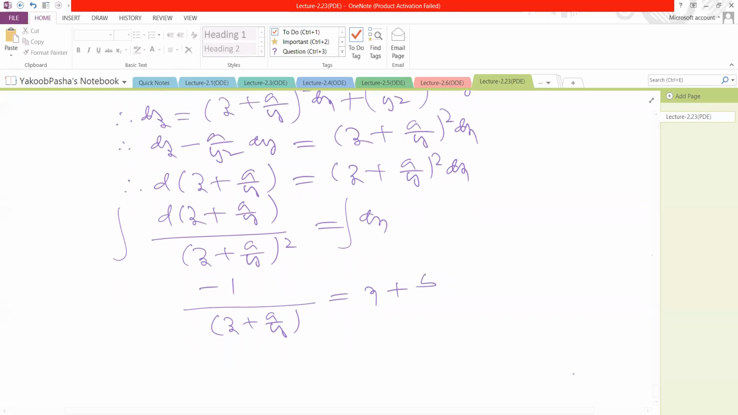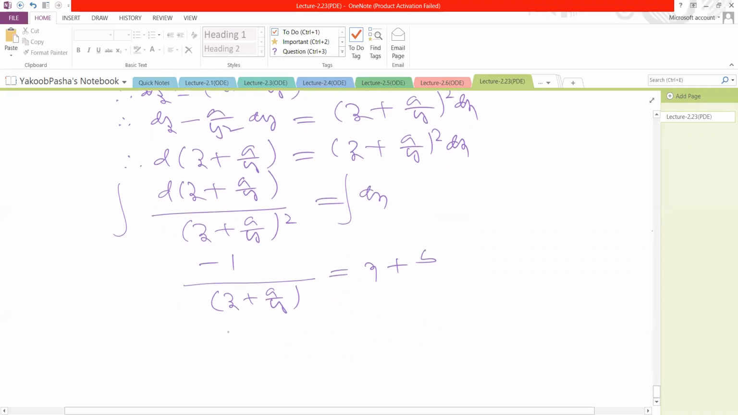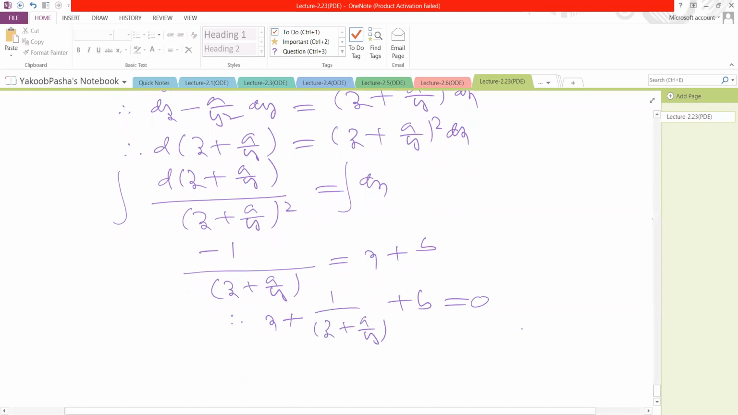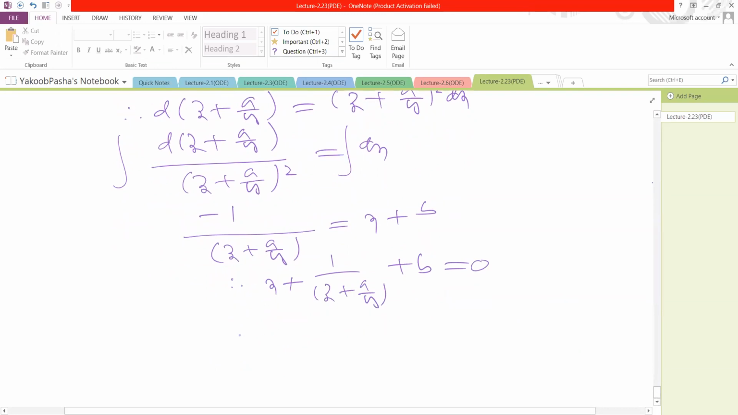Okay, you can write therefore x plus 1 by (z plus a by y) plus b is equal to 0. Okay, this is the general solution. We can write the simplified solution. Therefore, we can write x plus y by (a plus yz) plus arbitrary constant b equal to 0. This is the general solution of the given equation.